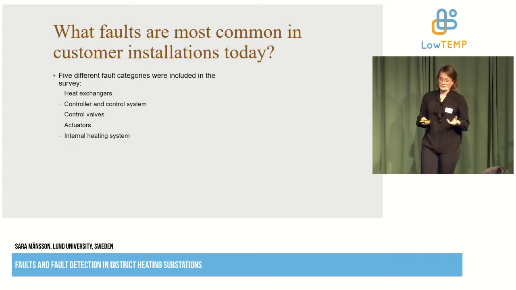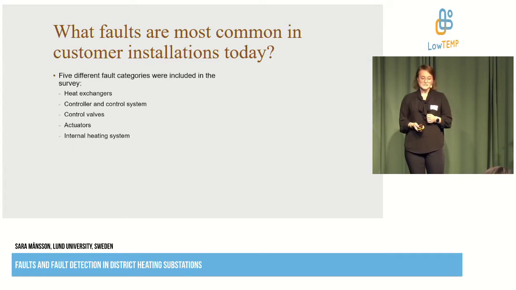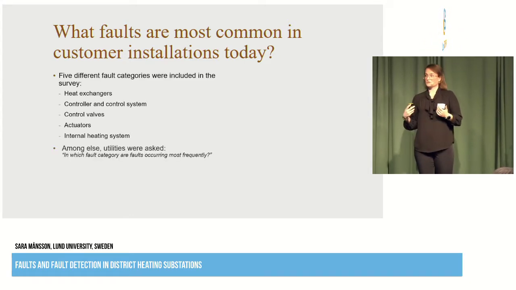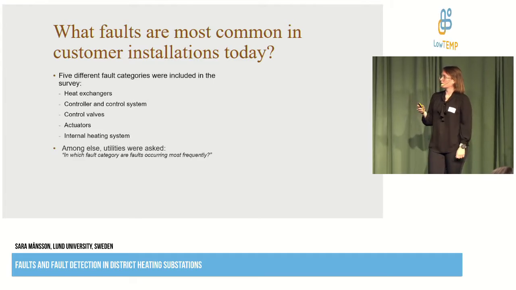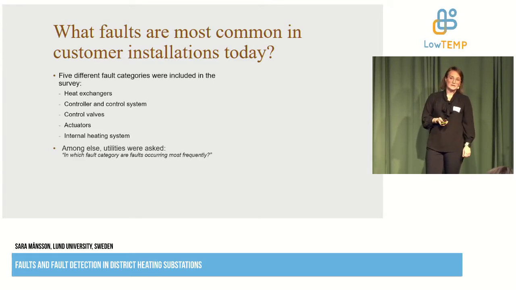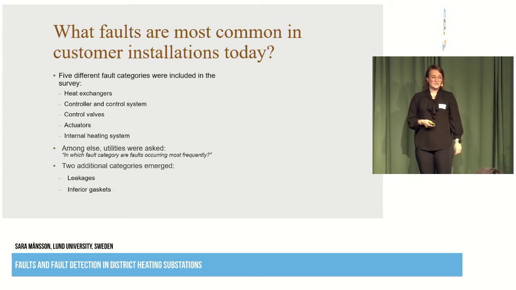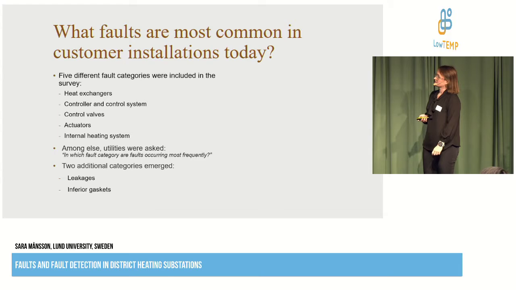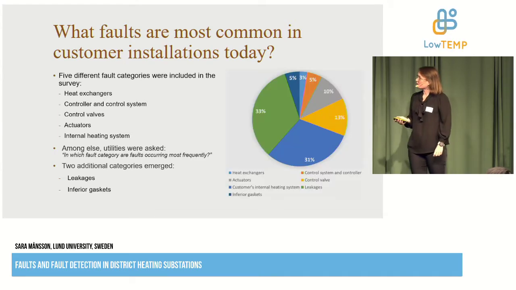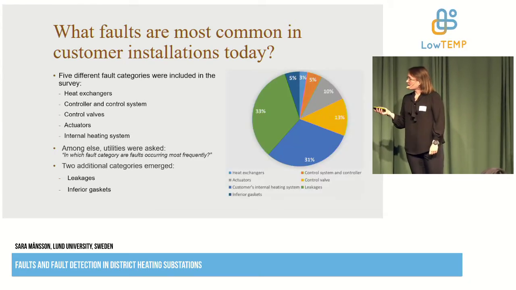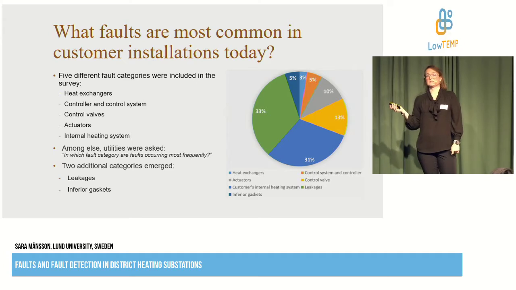And we asked the utilities a lot of questions about this, of course. But one of the main questions we wanted to find out was in which fault category faults are occurring most frequently. And when analyzing the results, we found out that 2 other categories emerged, and those were leakages and inferior gaskets. And the fault distribution that we got was this. So the green category here corresponds to leakages. So that was actually the biggest fault category according to the utilities.